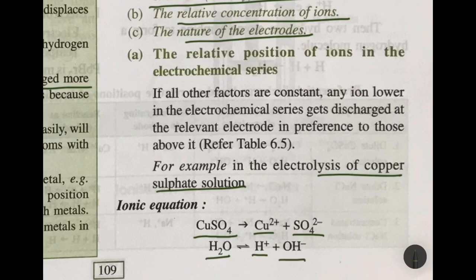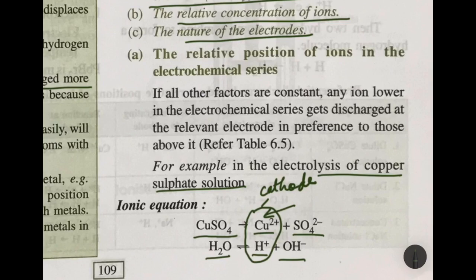So here how many positive ions do you see? You see two positive ions, that is copper and hydrogen, and you see two negative ions or anions, sulfate and hydroxyl. So what will happen? Copper and hydrogen will migrate towards the cathode. But copper, being lower in the electrochemical series, will be discharged. Understood?